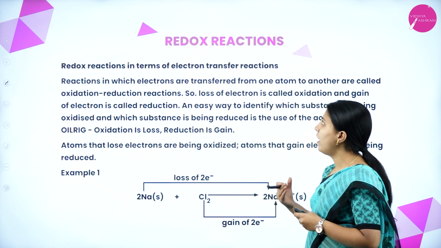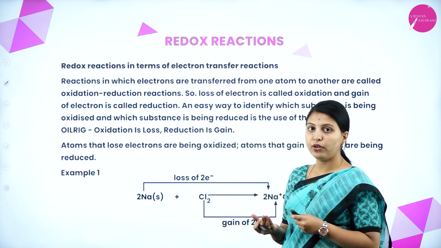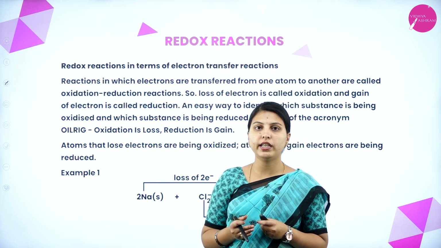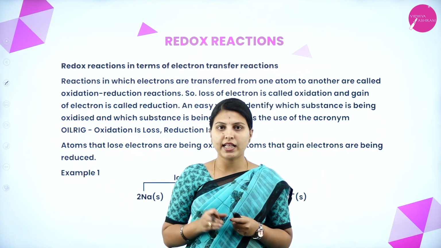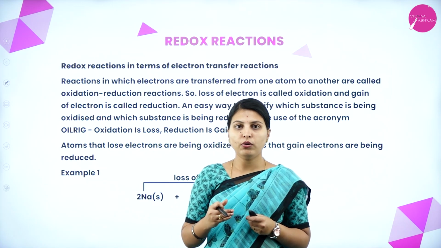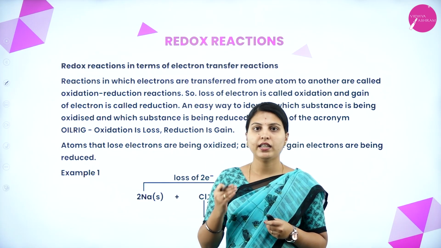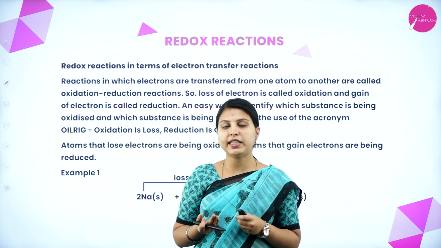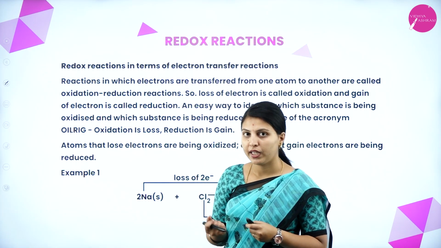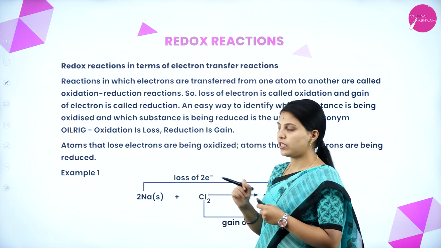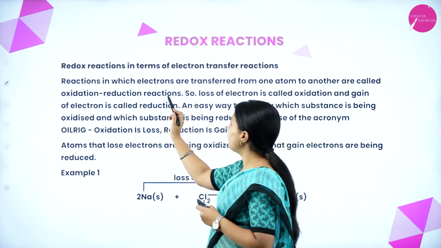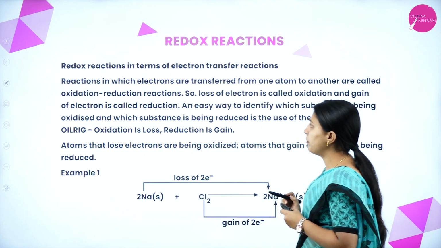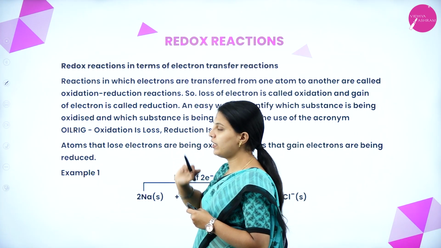Next, we will see redox reaction in terms of electron transfer. As we have told earlier, there is an electron transfer process. If reduction and oxidation happen simultaneously, what will happen in terms of electron transfer? Reactions in which electrons are transferred from one atom to another atom are called oxidation reduction reactions.